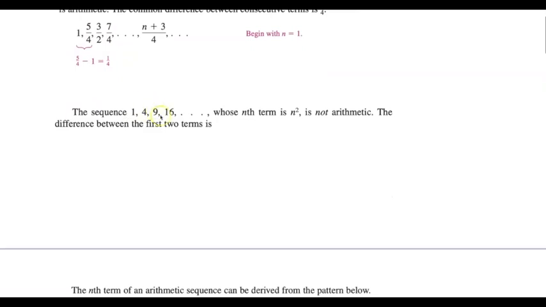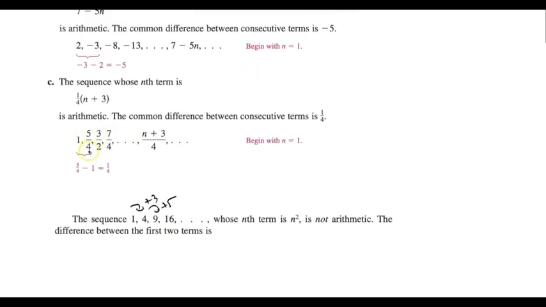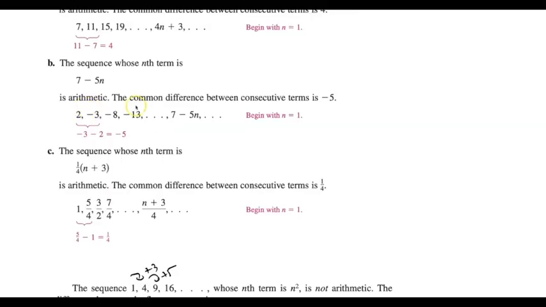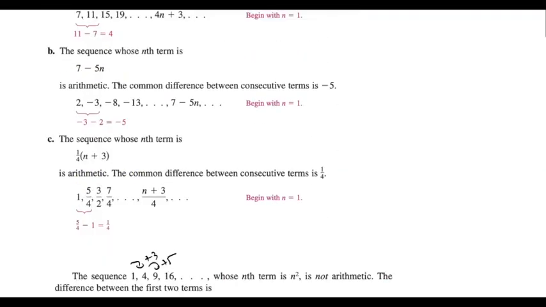Now, here's an example of not an arithmetic sequence: 1, 4, 9, 16. It's plus 3, plus 5. That's not arithmetic. What they're doing is squaring each term. Remember, arithmetic has to be the exact same thing every single time. This is going plus 1/4, this is going minus 5, this is going plus 4. We have to add or subtract the same thing every single time to be arithmetic.